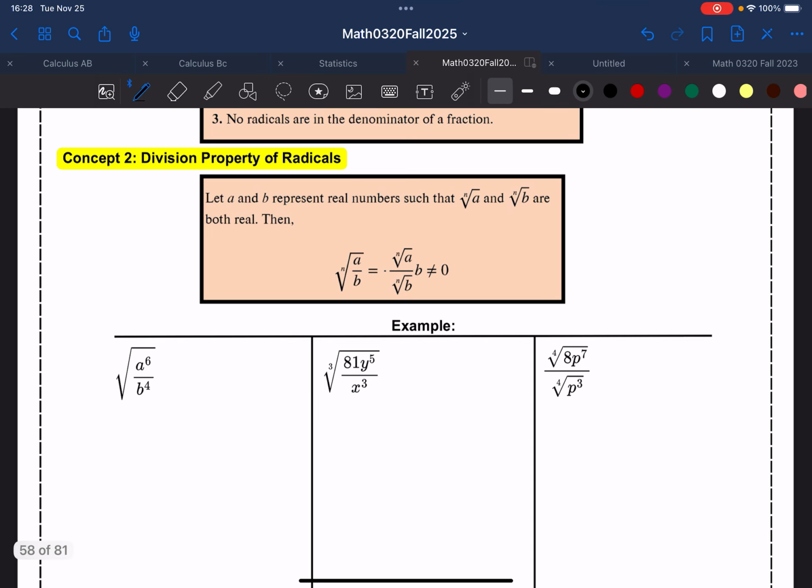Division property of radicals. It says let a and b represent real numbers such that the nth root of a and the nth root of b are both real. Then the nth root of a over b is equal to the nth root of a divided by the nth root of b, where b is not equal to 0 because we don't want to divide by 0.